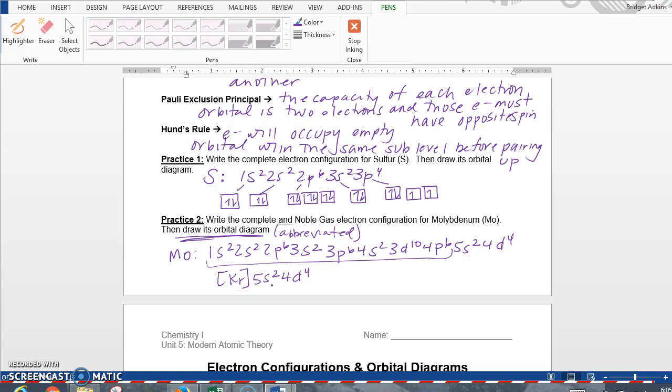So if we're going to draw the abbreviated, we would draw one box for that 5s, and it's full. And then for the 4d, remember that the d block holds 10, and so if each box can hold 2, then we need 5 boxes. So a common question is, do we really need that last box? And the answer is yes, you do need to draw the empty box, because again, this shows a potential for a place to come bond or for electrons to be lost. So that would be the abbreviated orbital diagram for molybdenum.